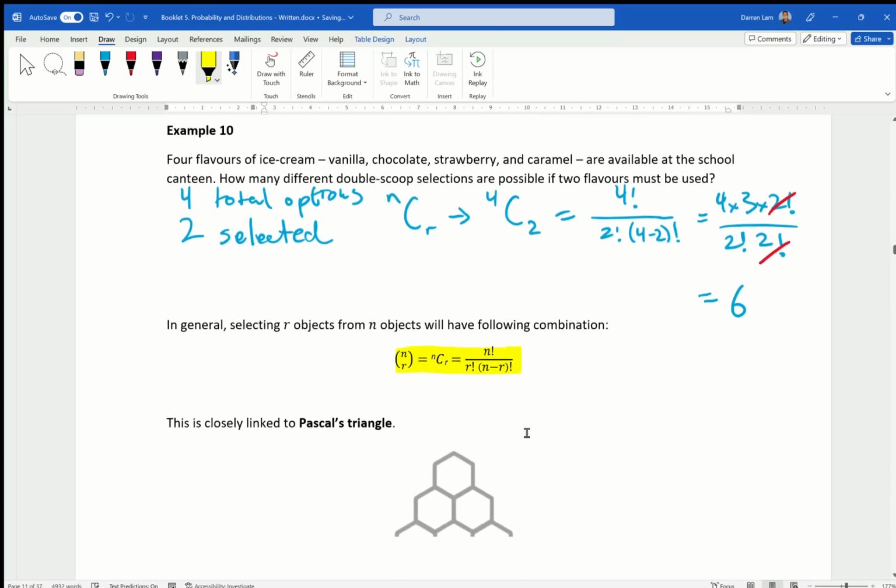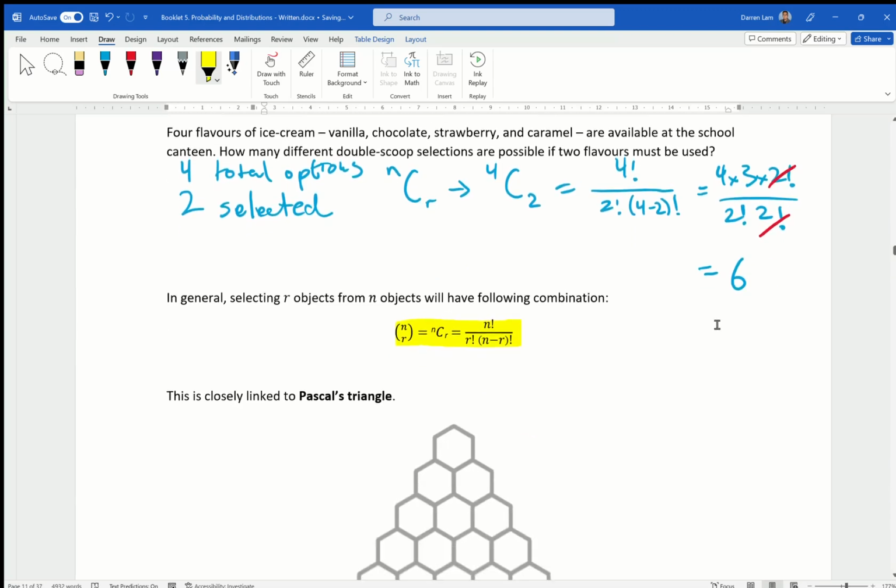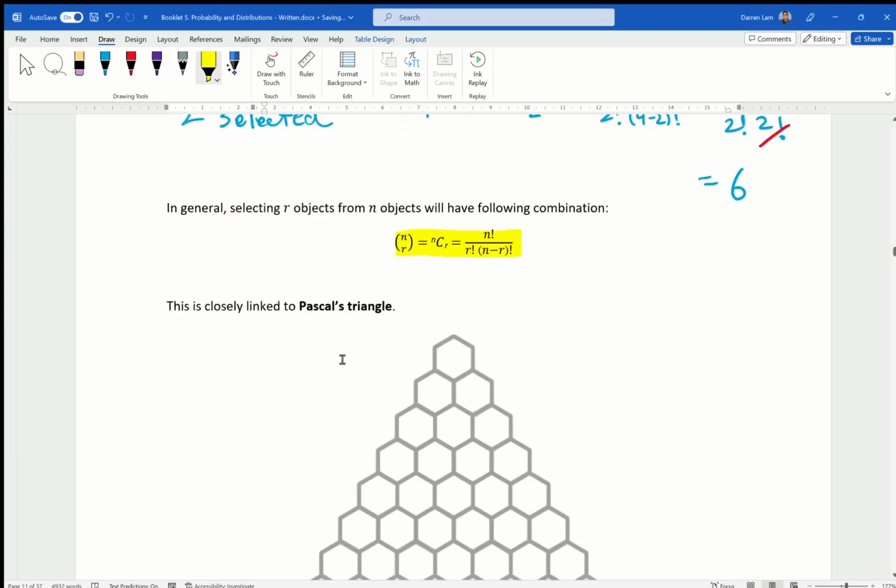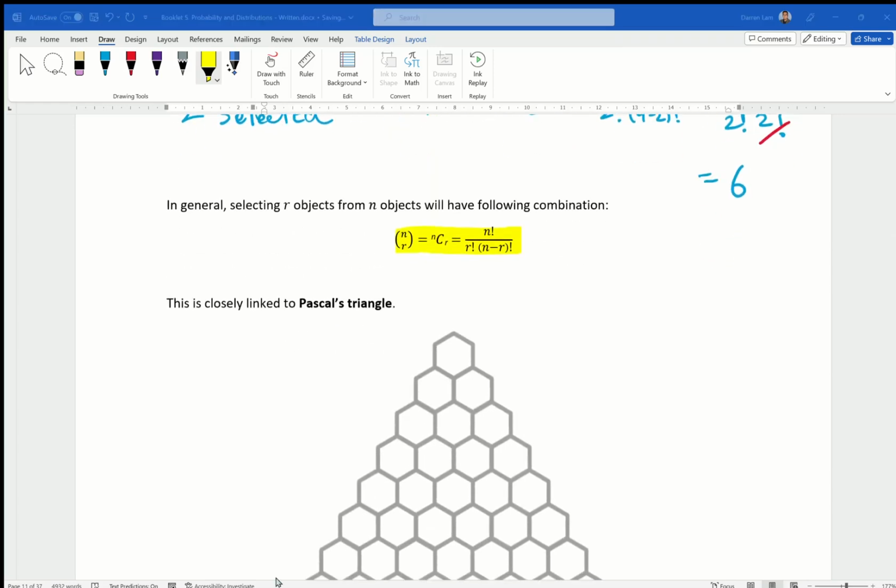In general, selecting r objects from n objects will have the following combination. In your calculator, I'm going to quickly open up my calculator as well. It is in some obscure spot, right? But you have to open up your keyboard. So if you go to your main screen and then open up your keyboard after your calculator loads. My keyboard's very small, apologize. You have to press the down arrow, and then the advanced option.